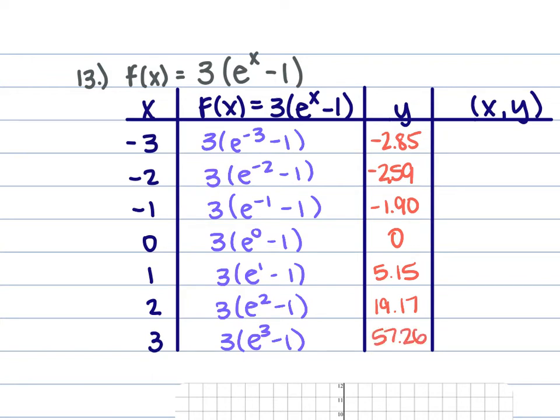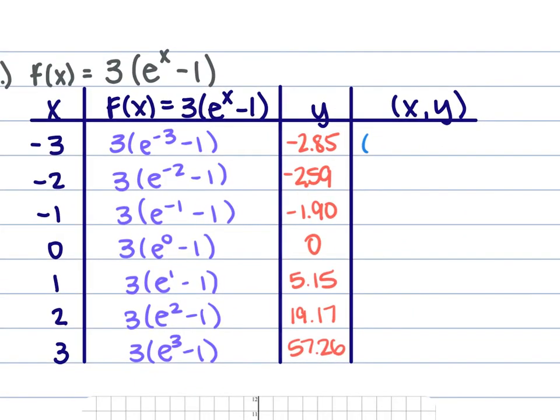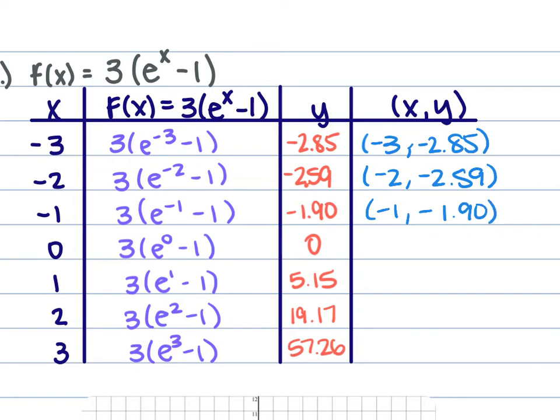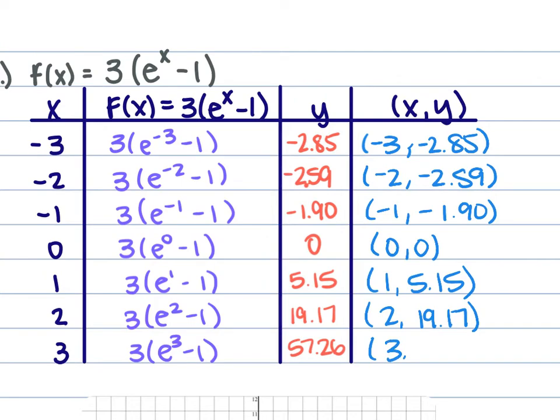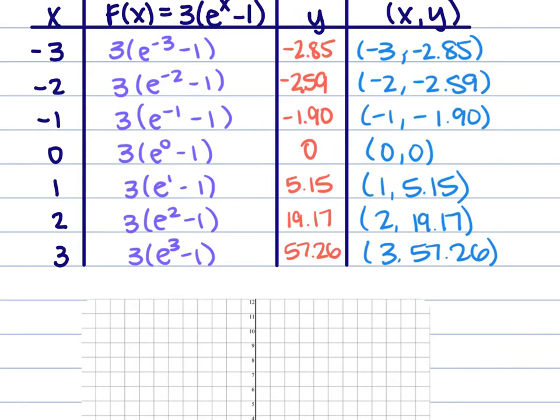So this is going to give us negative 3, negative 2.85, negative 2, negative 2.59, negative 1, negative 1.90, 0, 1, 5.15, 2, 19.17, and 3, 57.26. All right, so that's negative 3, negative 2.85 is going to be about here.